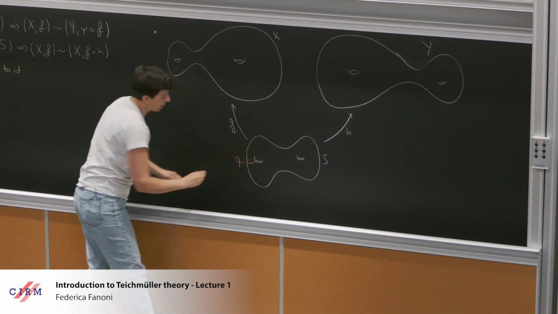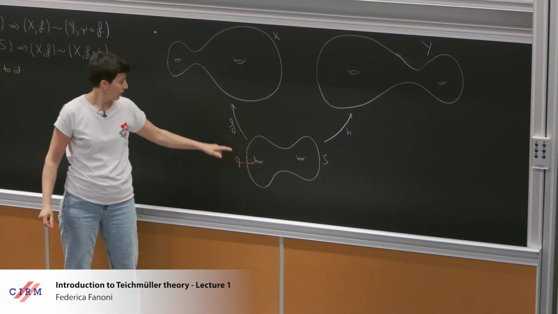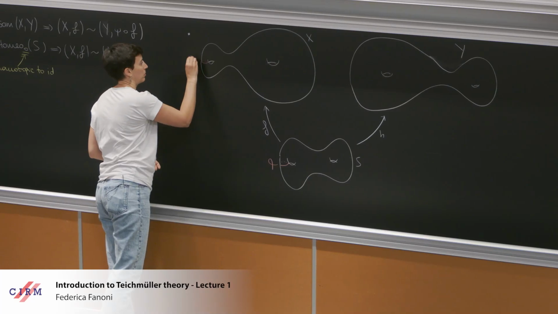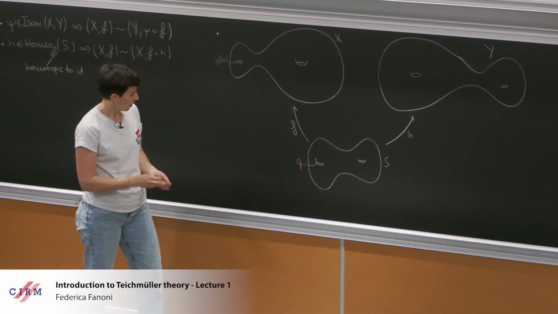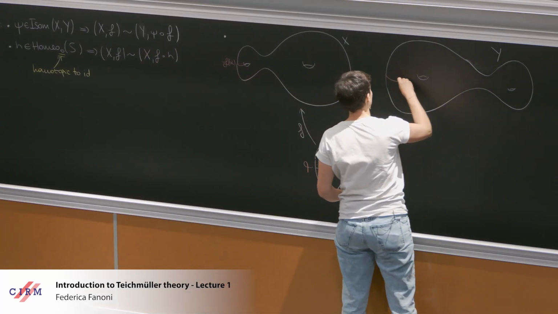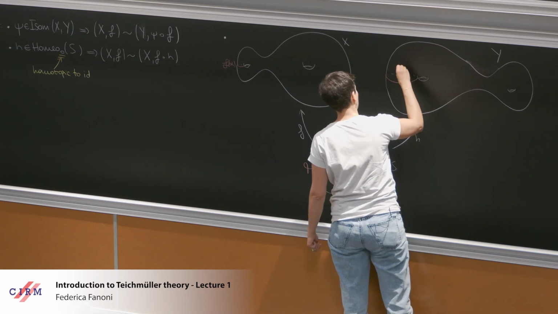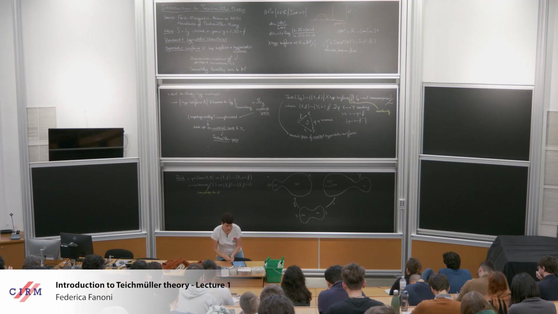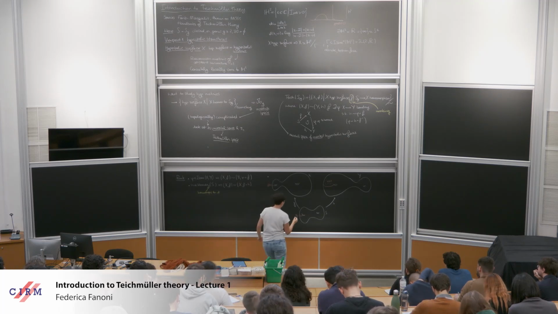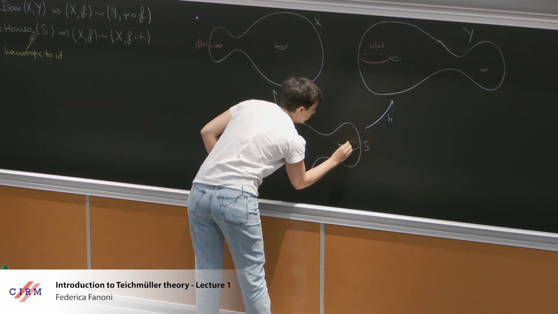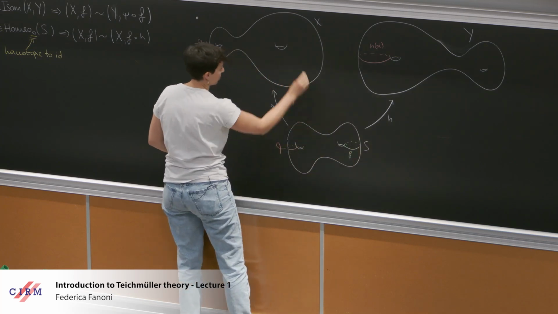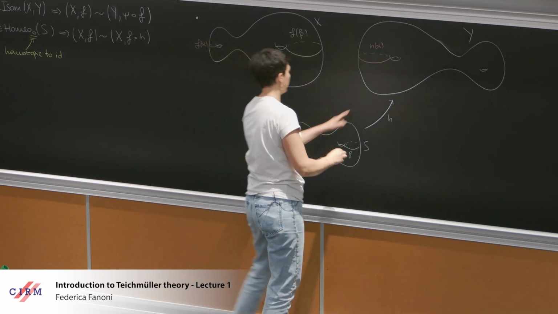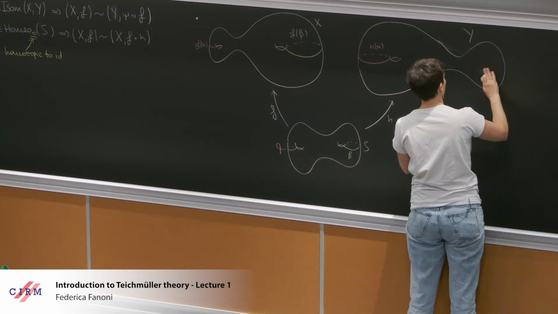So if I have a simple closed curve here, this map sends this curve to this one, and this one sends it to this one. And then same for the curve on the other side. I have a beta here. Via this map, it's sent to the big one. And via this map, it's sent to the small one.